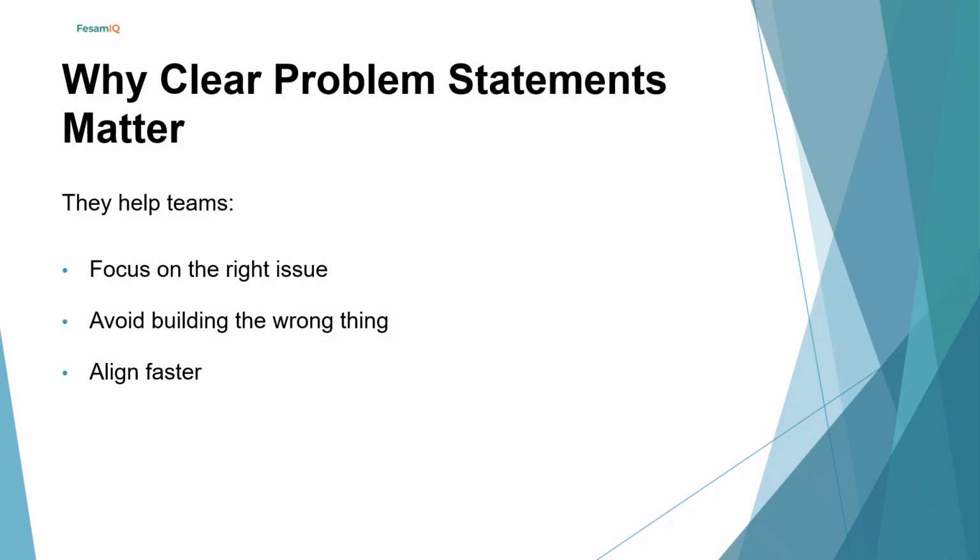Now, let's look at why clear problem statements matter. When problem statements are vague, teams waste time debating ideas. When they are clear, teams move faster and make better decisions. This is especially important for beginner PMs who need clarity to lead confidently. So problem statements matter because they help teams focus on the right issue, avoid building the wrong thing, and align faster.